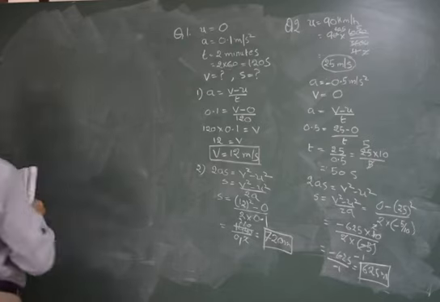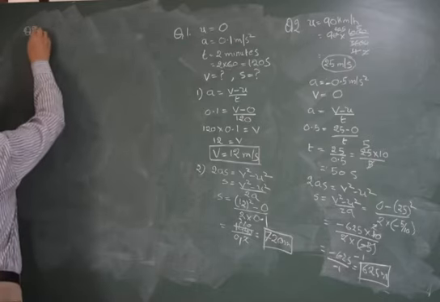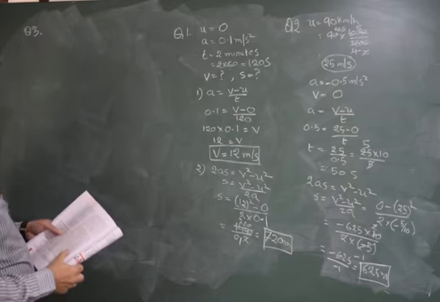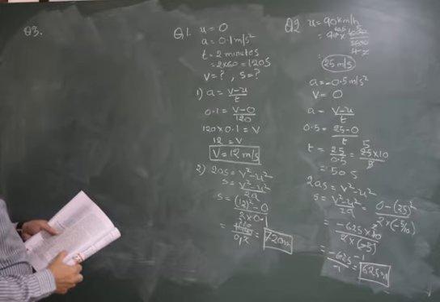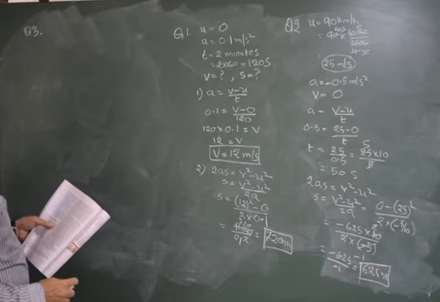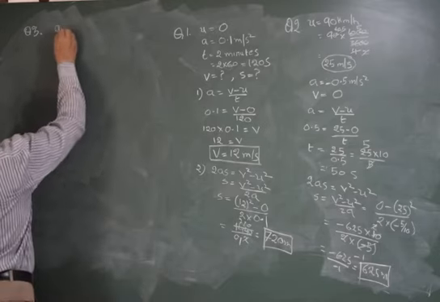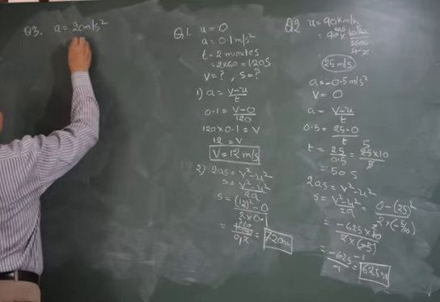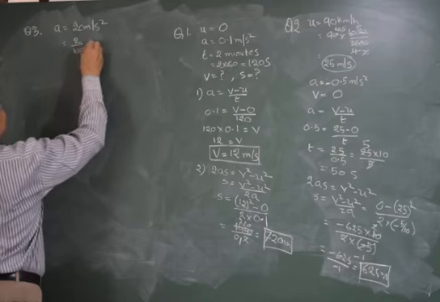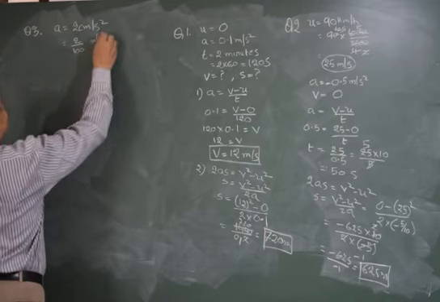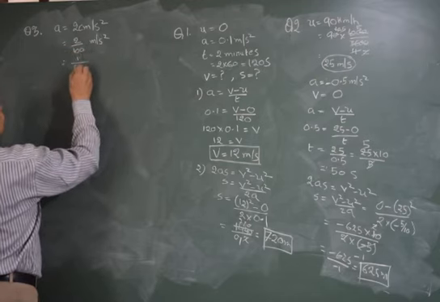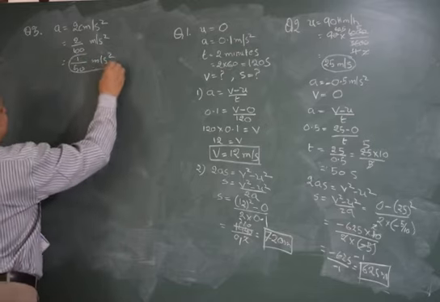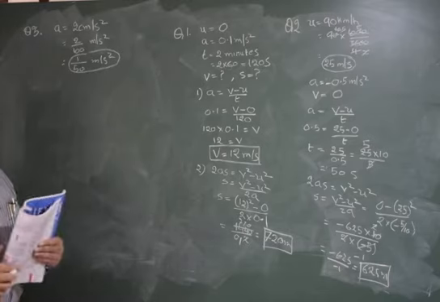The third question. A trolley, while going down an inclined plane, has an acceleration of 2 centimeter per second square. a is given as 2 centimeter per second square, which will be 2 upon 100 meter per second square, which will be equal to 1 upon 50 meter per second square. So for the calculation, we will use this number.